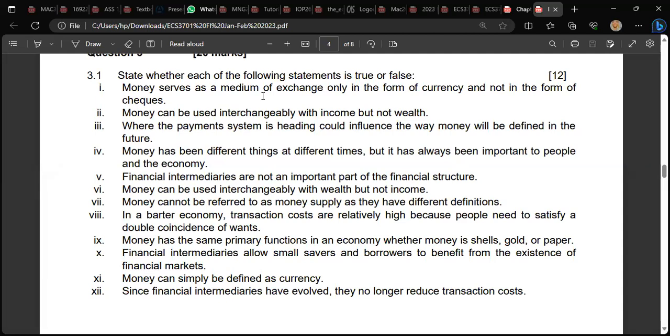All right. Mark. And then money can be used interchangeably with income, but not wealth. True or false? It's also false. You can't use it interchangeably with income. Why so? Because money is a stock variable. Income is a flow, like your salary. It's your income, it's a flow variable.